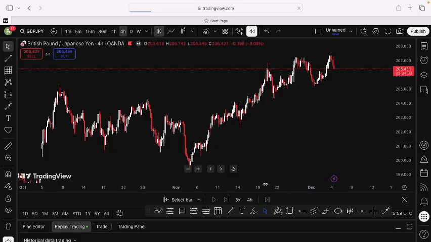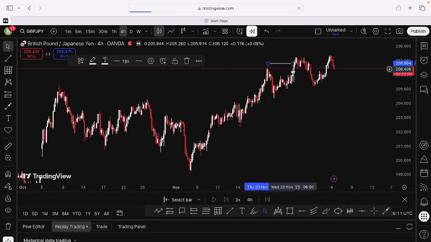So if we draw out our overall structures, you can clearly see that we had a break of structure right around this point here. We had a break of structure right around here.